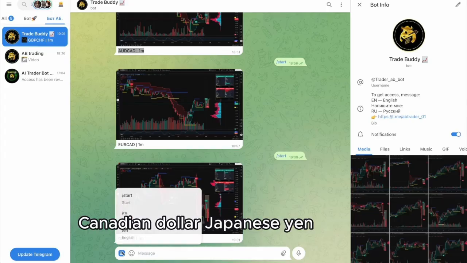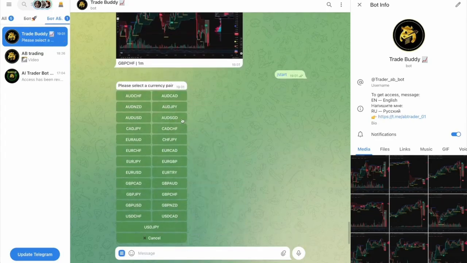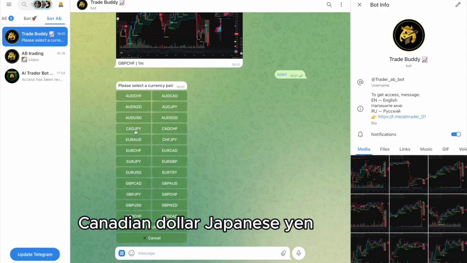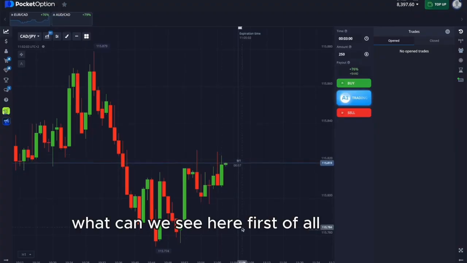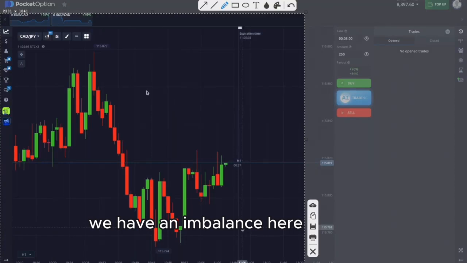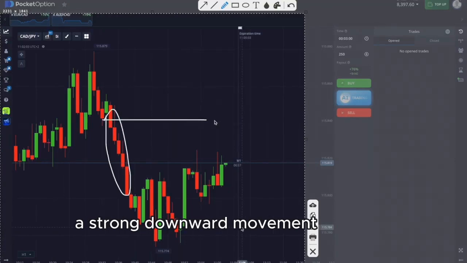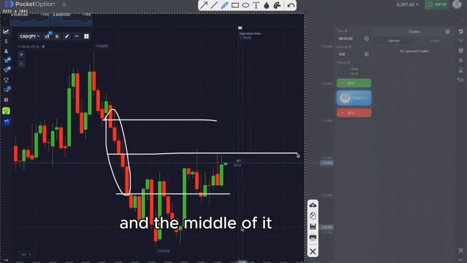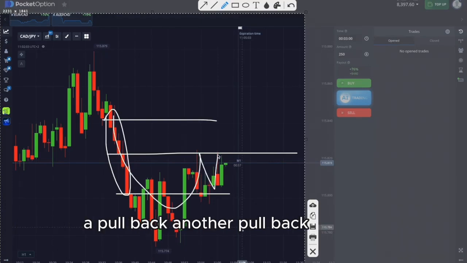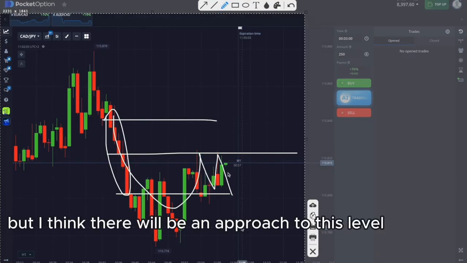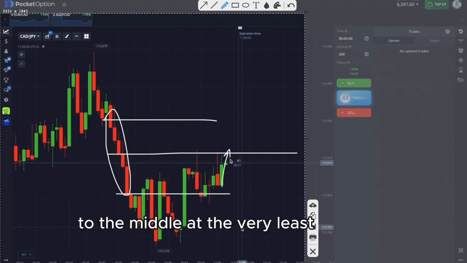Here's a moment. Canadian dollar, Japanese yen. Start. Canadian dollar, Japanese yen. Time frame 1 minute. What can we see here? First of all, we have an imbalance here. A strong downward movement. We mark the end, the beginning, and the middle of it. And in theory, there was a touch of the middle, a pullback, another pullback. But I think there will be an approach to this level, to the middle. At the very least, the chart should consolidate.